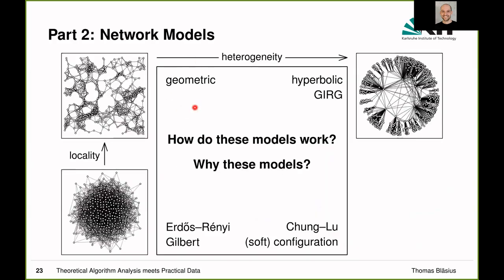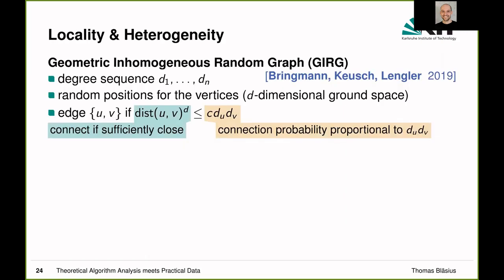Okay, so this gives us the geometric networks, and you are able to scale towards the uniform, towards the non-local networks. Now what remains is the top right corner. And there I want to start with the so-called geometric inhomogeneous random graphs.